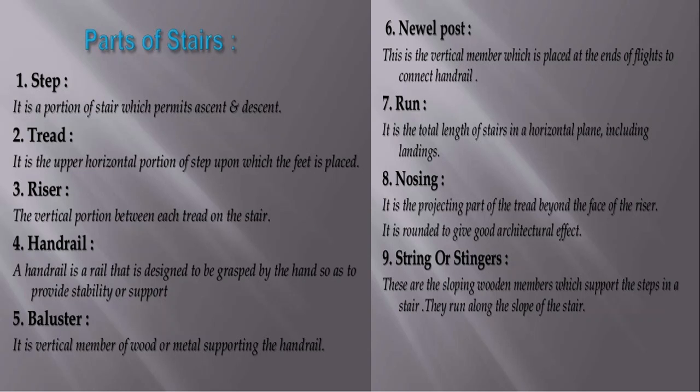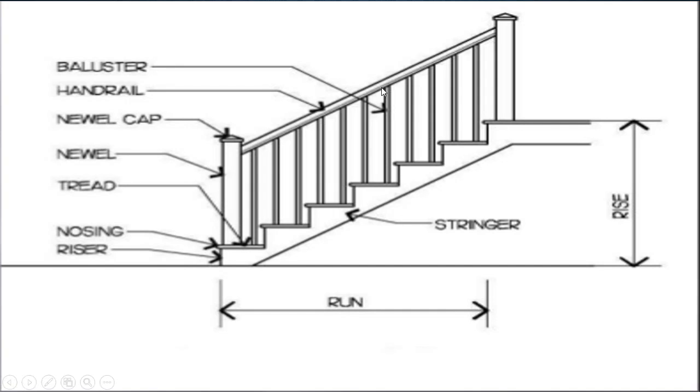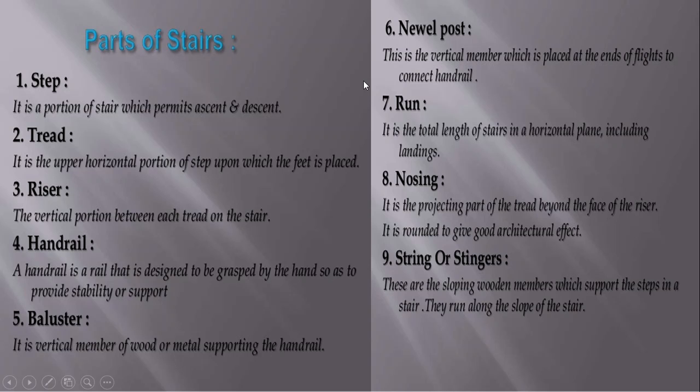Next one, handrail. Handrail is a rail that is designed to be grasped by the hand so as to provide stability or support. See, this is handrail. See this portion. See, this handrail is marked here. So this is handrail. The horizontal portion of this particular material is termed as handrail. So what is the purpose of handrail? In order to provide stability or support while we are ascending up or descending down.